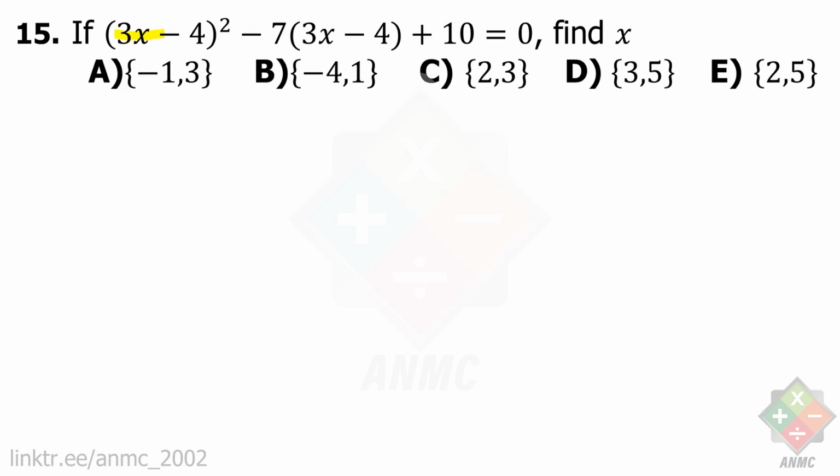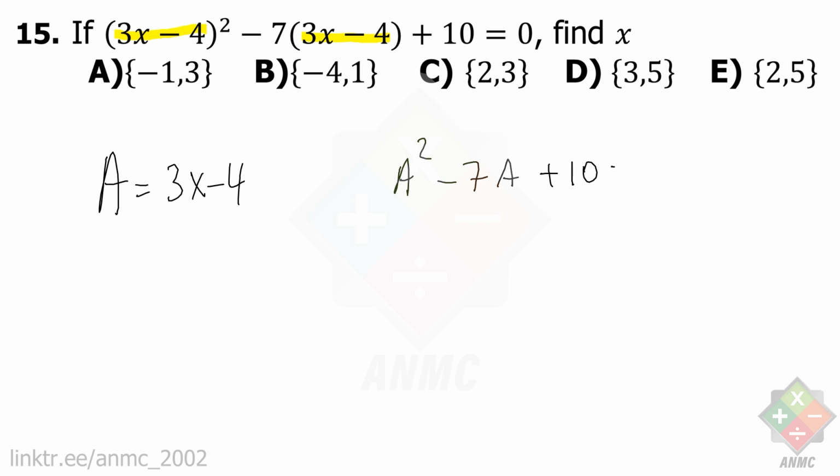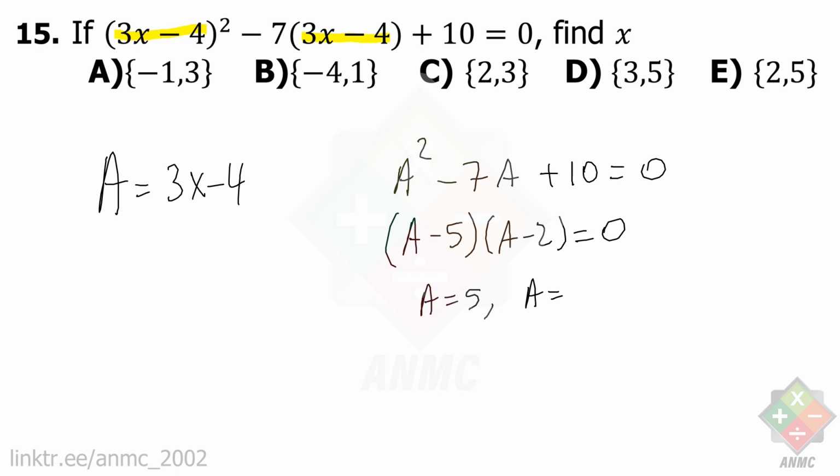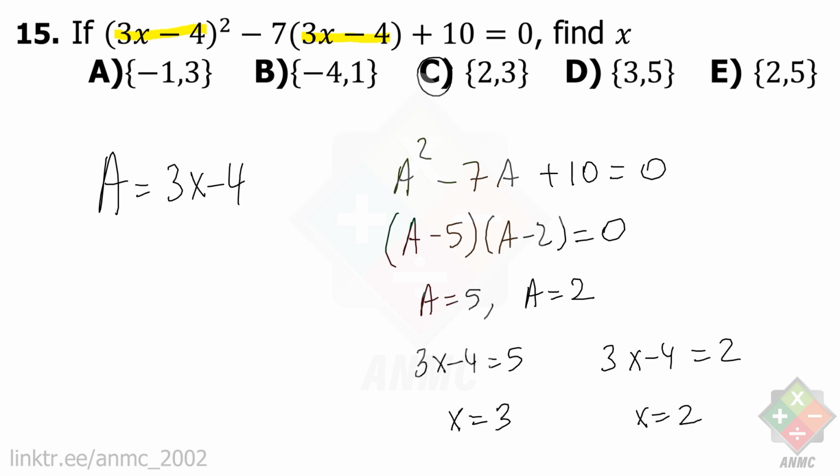This is a substitution question. 3x minus 4 and 3x minus 4 are the same, so a is 3x minus 4. This means a squared minus 7a plus 10 is equal to 0. If you factorize it, a minus 5 times a minus 2 is equal to 0. A is 5, a is 2. This means 3x minus 4 is equal to 5, 3x minus 4 is equal to 2. And this means x is 3 and x is 2. The answer is C.